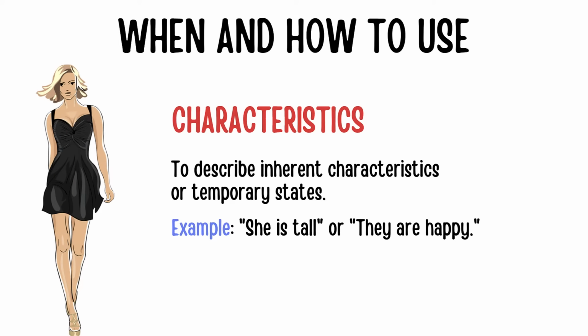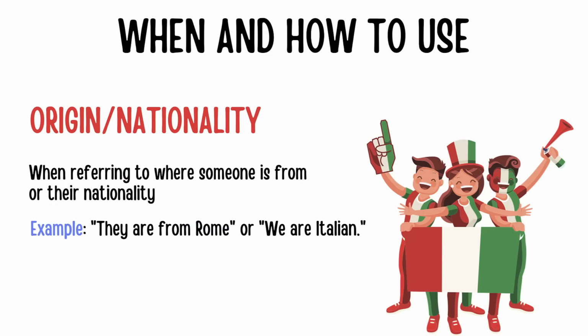Characteristics, to describe inherent characteristics or temporary states. For example, she is tall, lei è alta, or they are happy, loro sono felici. And for origin or nationality. So when you refer to where someone is from or their nationality, an example, they are from Rome, loro sono da Roma, or we are Italian, noi siamo italiani.